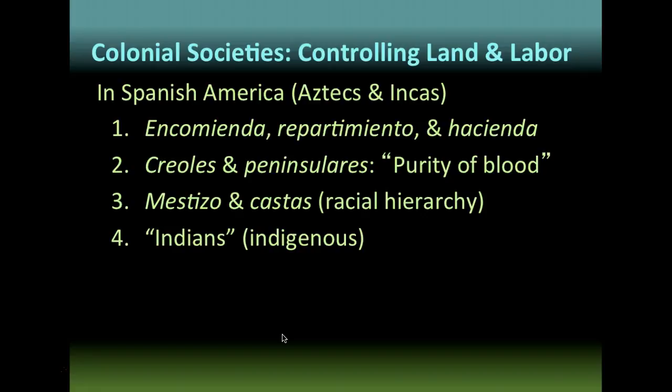Then we have mestizos. These are mixed races, people who are of local Native American indigenous background, who perhaps breed with Spanish people from Spain. And I say breed because in general, people who are not purely Spanish blood are so low on the social hierarchy, on the racial hierarchy, that they almost aren't even considered real people, real humans. And castas is that racial hierarchy.